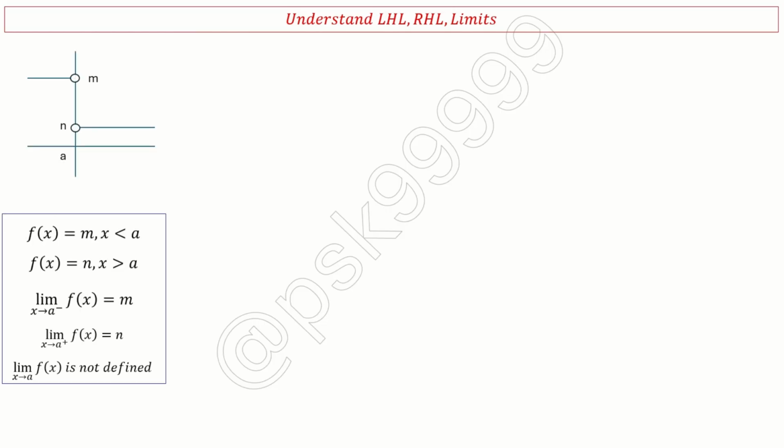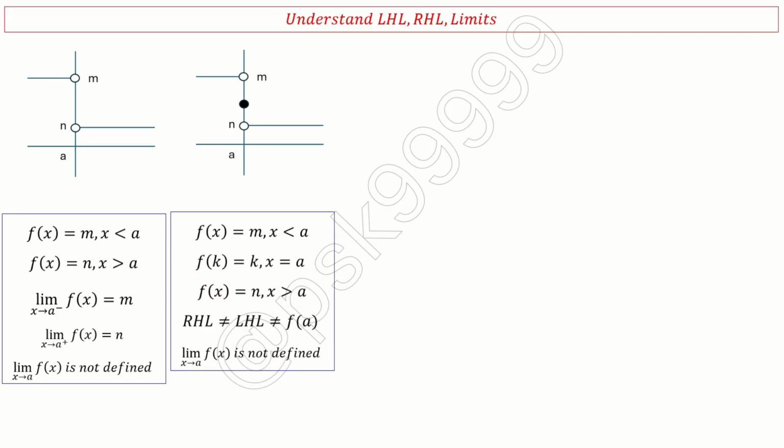What are all the possible ways? Now here you have f of x equal to m if x is less than a, and f of x equal to n if x is greater than a, and f of x is not defined at a. That means LHL and RHL are two different values. Correct? At a minus it is m, at a plus it is n. Both are not the same, so the limit as x tends to a of f of x is not defined.